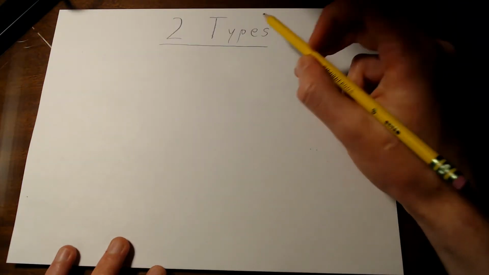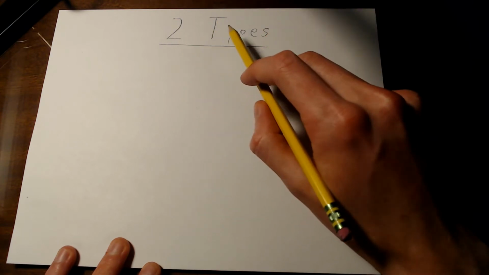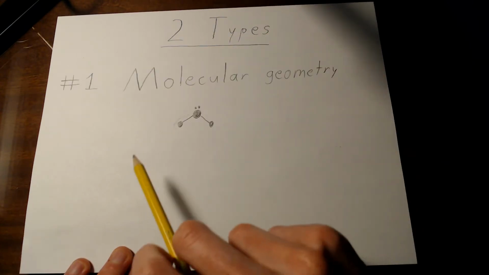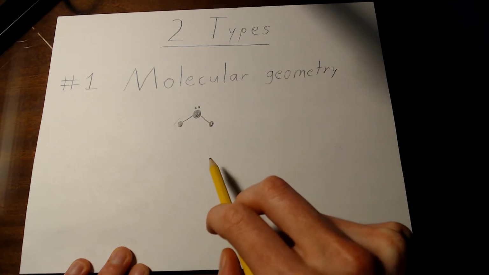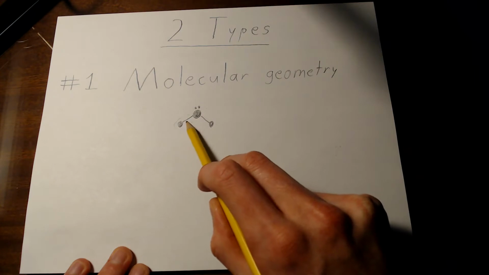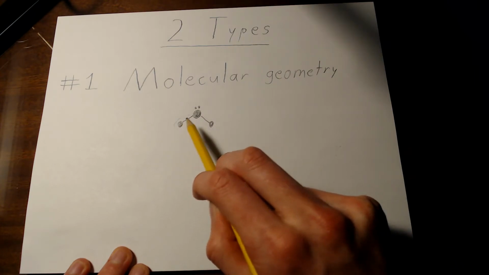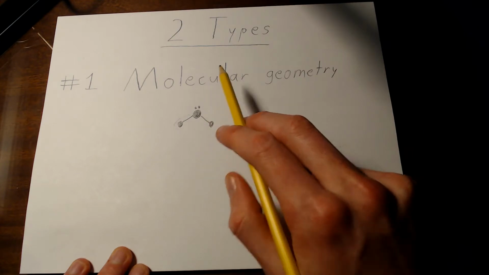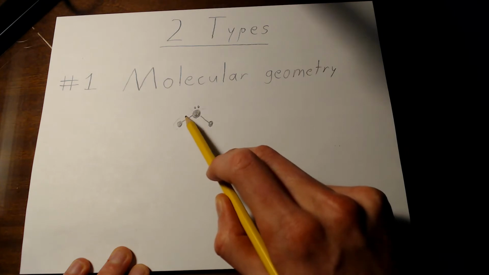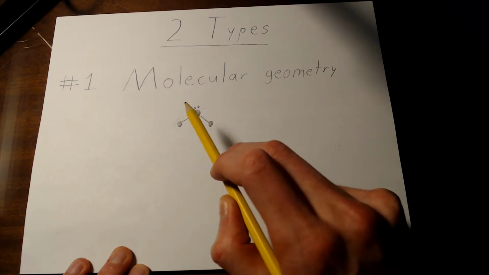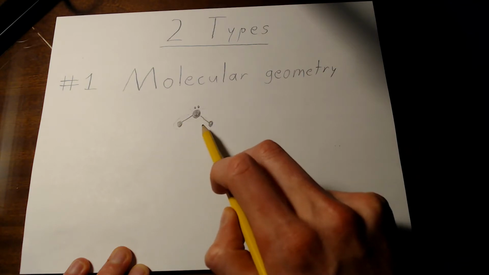When discussing molecular shapes in VSEPR theory, we'll be referring to two types of shapes. The first type of shape is molecular geometry. This refers to the position of bonded electron pairs relative to one another along with the atoms they are bonding together. In this case, we ignore the lone pair of electrons and just focus on these bonded pairs of electrons, these bonded electron domains, and their positions relative to one another.